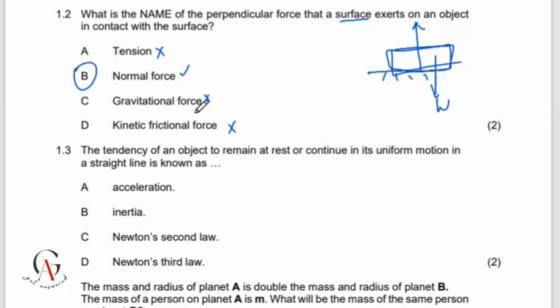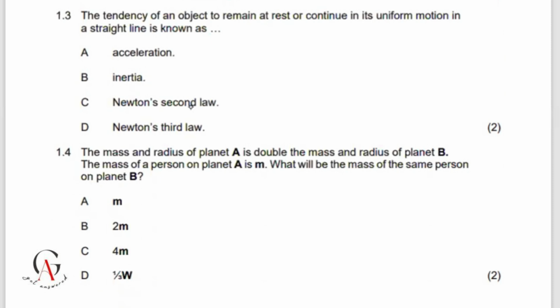Then 1.3. The tendency of an object to remain at rest or continue in its uniform motion in a straight line is known as. So this refers to Newton's first law. And Newton's first law is not the definition of acceleration.